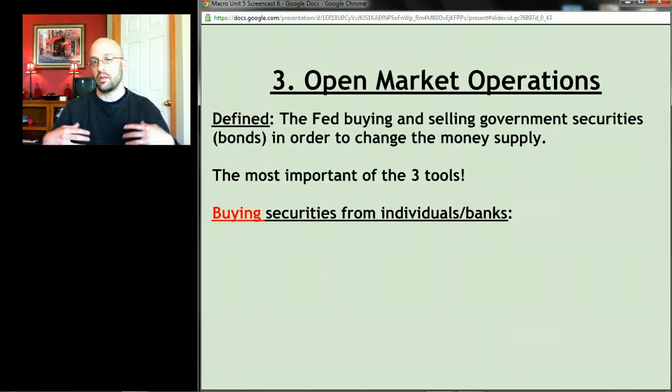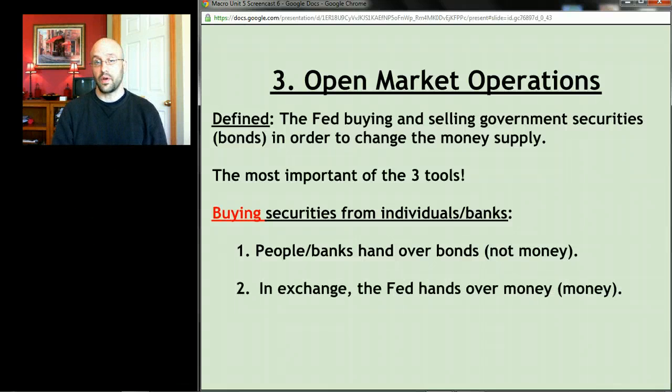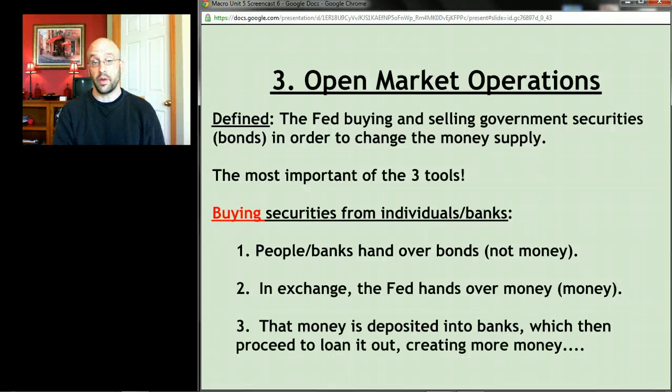Essentially what happens is that this is one way for the Federal Reserve to get money out there into the economy. What happens is that people or banks hand over these things called bonds that are not money, so they're giving up something that's not money. In exchange, the Federal Reserve pays them for these things, which is money. And now these people and banks have extra money that they can redeposit into other banks, and that money can get lent out, creating even more money. Essentially, it's a roundabout way, a tricky way for the Fed to get money into the economy. Just buy things from people.